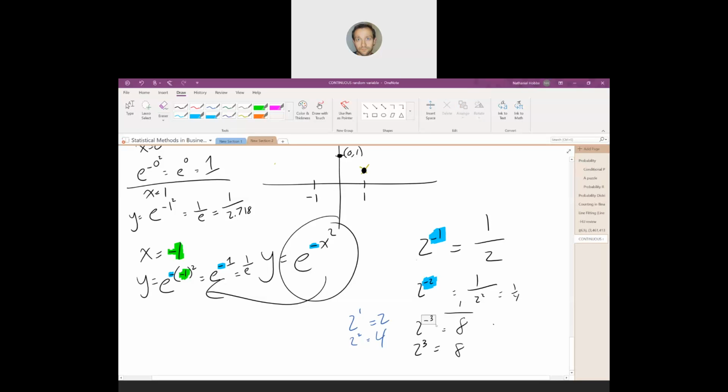So this minus puts whatever the number is in the bottom. It's 1 over whatever the number is. So 2 to the minus 3 is 1 over 8. 2 to the 3 is 8. 2 to the minus 3 is 1 over 8. So the numbers get smaller. The more negative, the smaller the numbers get. From 1/2 to 1/4 to 1/8. These numbers are going down, right?